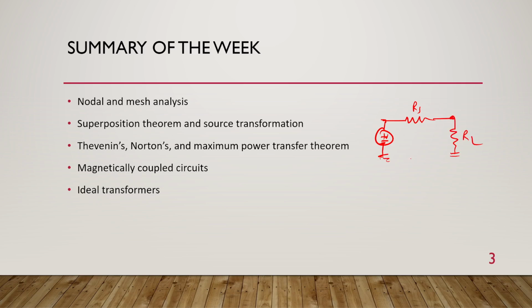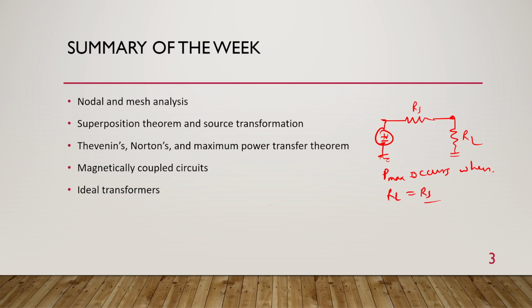So if this is a voltage source, plus and minus, with a source resistance RS, and suppose here you are connecting an RL, then maximum power transfer, that is P max, occurs when RL is equal to RS. That was the case for DC circuits.